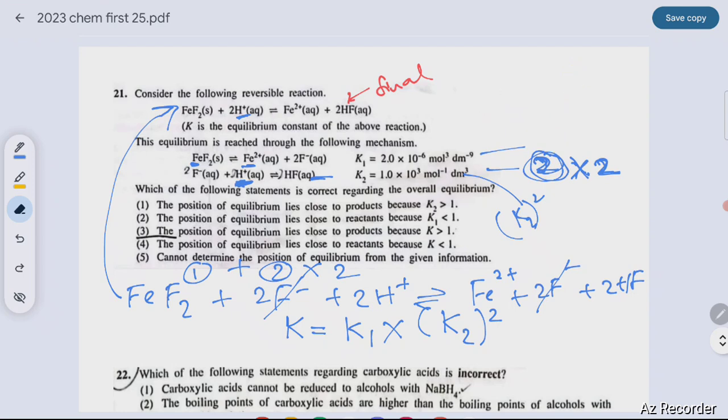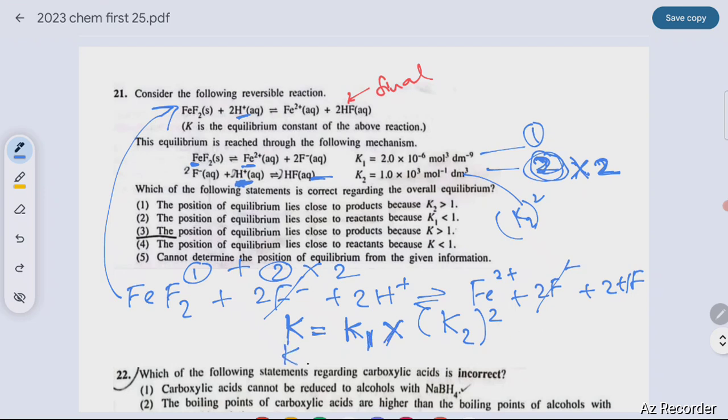Now if you multiply this equation by 3, then you have to take K2 to the power 3. Likewise. So that's why we take here K2 squared. So our final equilibrium constant is K = K1 times K2 squared.